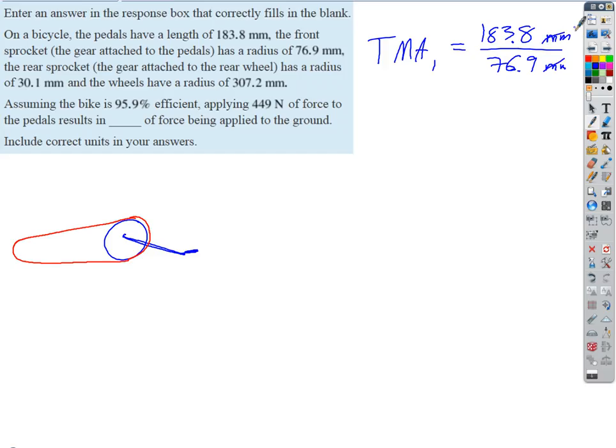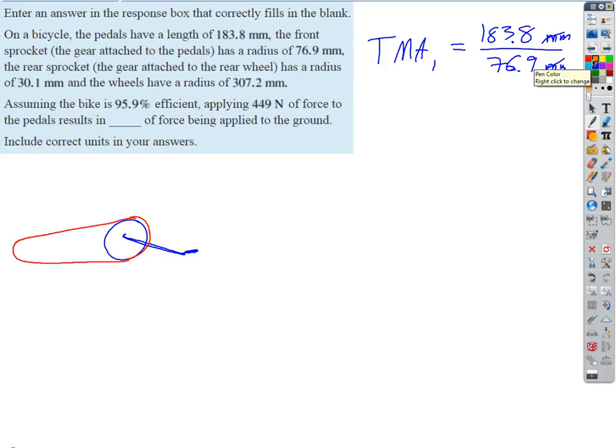So that's going to give us a mechanical advantage greater than 1. Makes sense, doesn't it? Because the pedal is longer, so I should be able to multiply my force using that first simple machine, right? So I'm multiplying the force that I apply to the chain.